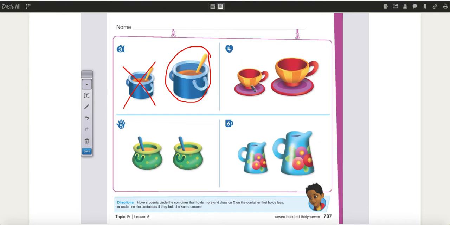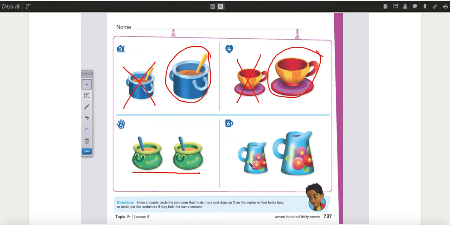Number 4, what can you tell me about these two objects? Yes, the first one is smaller, so it holds less. We're going to draw an X. The second one is larger, it holds more. Number 5, what can you tell me about these two? They are the same. They hold the same amount.